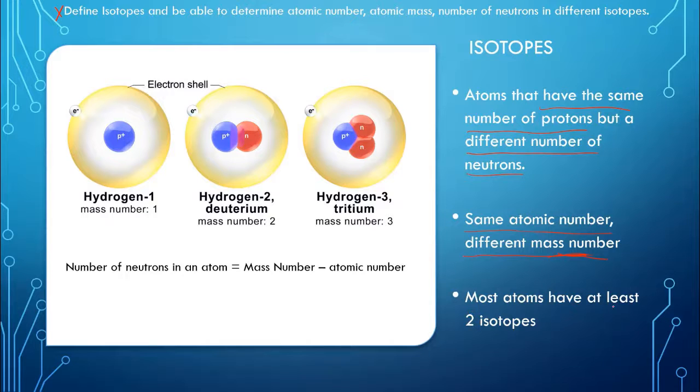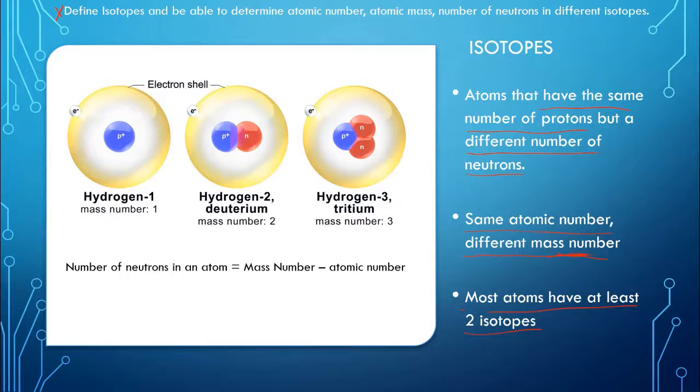Most atoms have at least two naturally occurring isotopes. Scientists can also make isotopes in the lab. Some of them are unstable and don't actually exist in nature, but you will usually find all elements will have at least two naturally occurring isotopes.